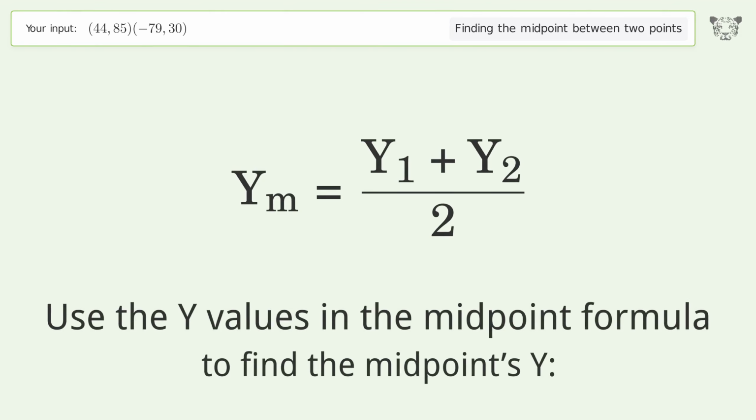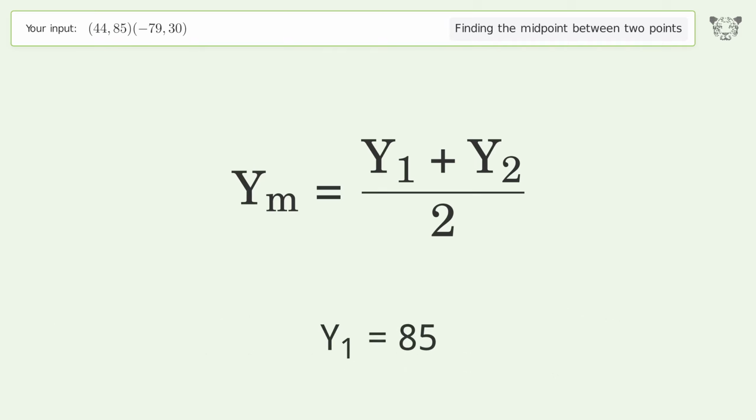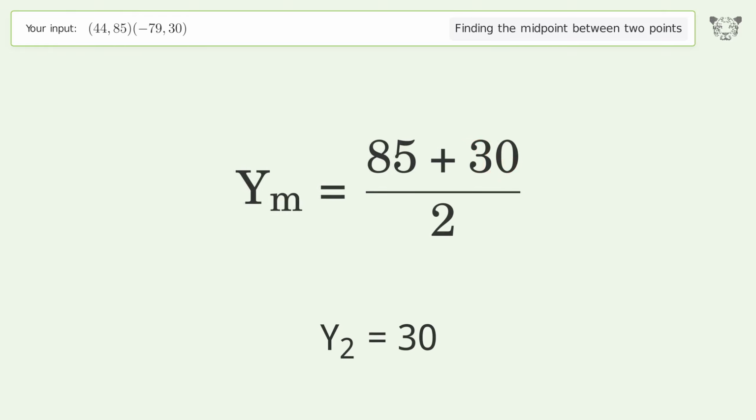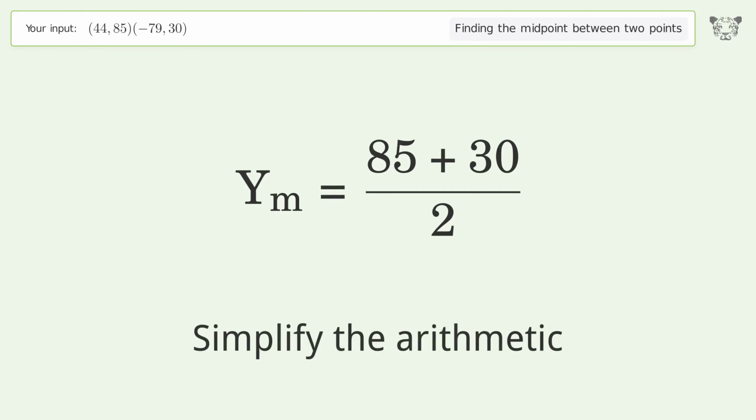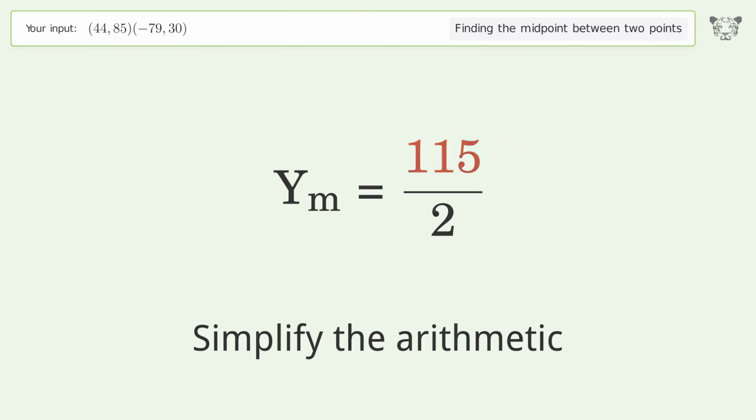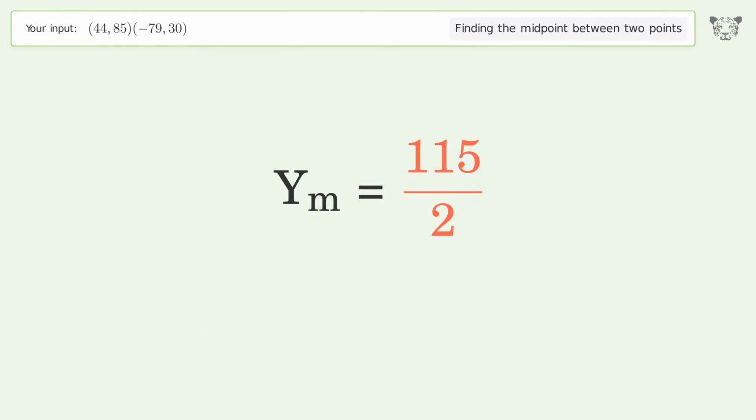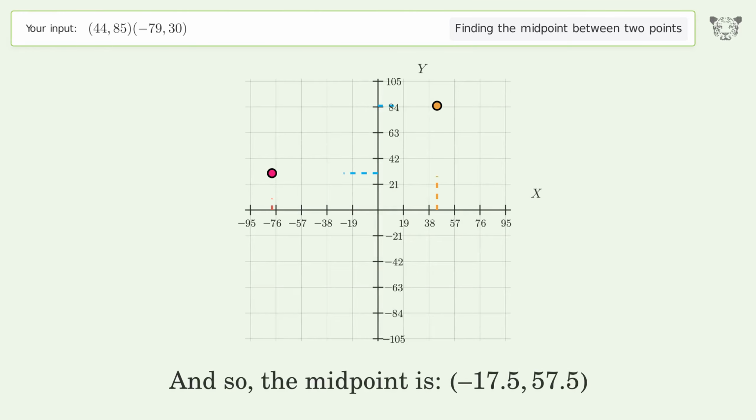Use the y values in the midpoint formula to find the midpoint's y. y1 equals 85. y2 equals 30. Simplify the arithmetic. And so, the midpoint is negative 17.5, 57.5.